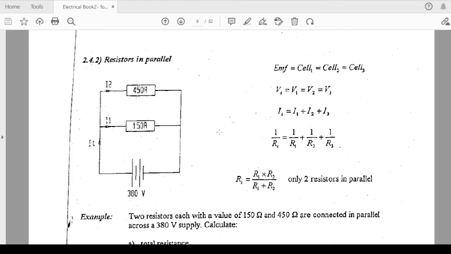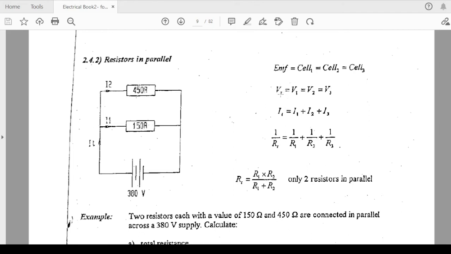You have to be able to calculate this I1 and this I2. Examiner might ask you, what is the current in the 150 ohms resistor here? Then you use Ohm's law in this specific resistor. You are going to say I1 equals V over R1. In parallel, voltage is the same. Check this equation for voltage.